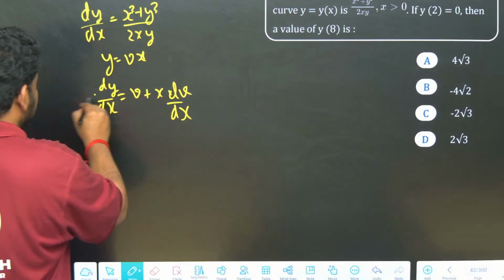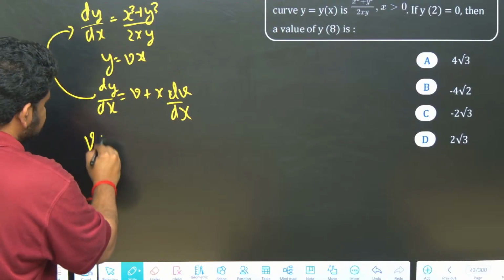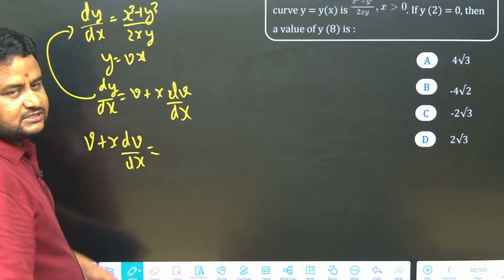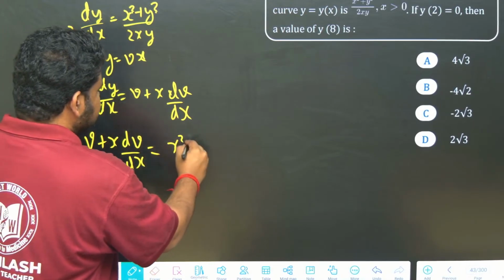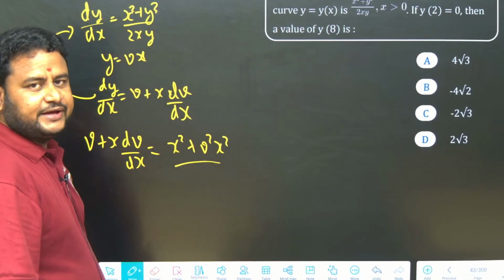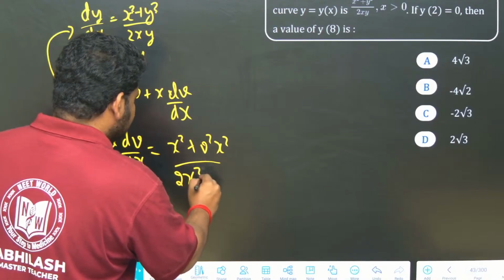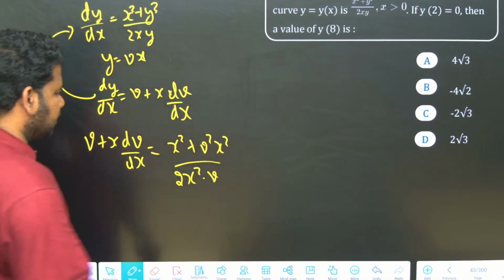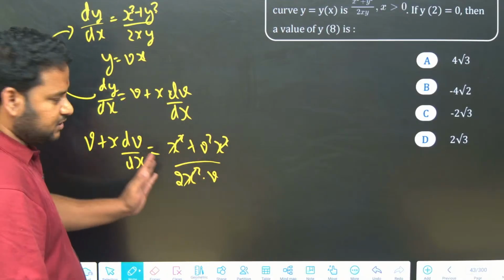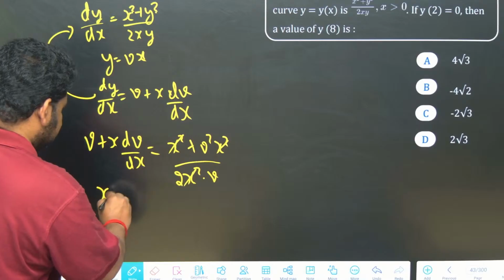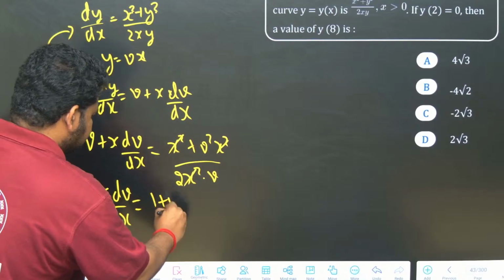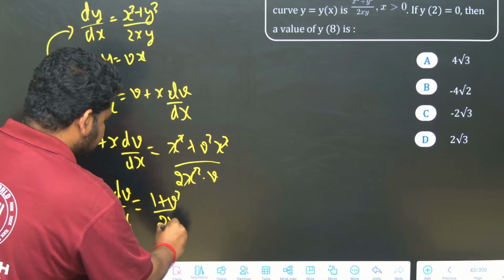I can put this value here. So this will become v + x dv/dx is equal to (x² + y²)/(2xy). X² + y² is v²x² + x², and y is v times x, so the denominator becomes 2x² v. Now I will take x² common and cancel it directly. So I have x dv/dx equal to (1 + v²)/(2v) minus v.